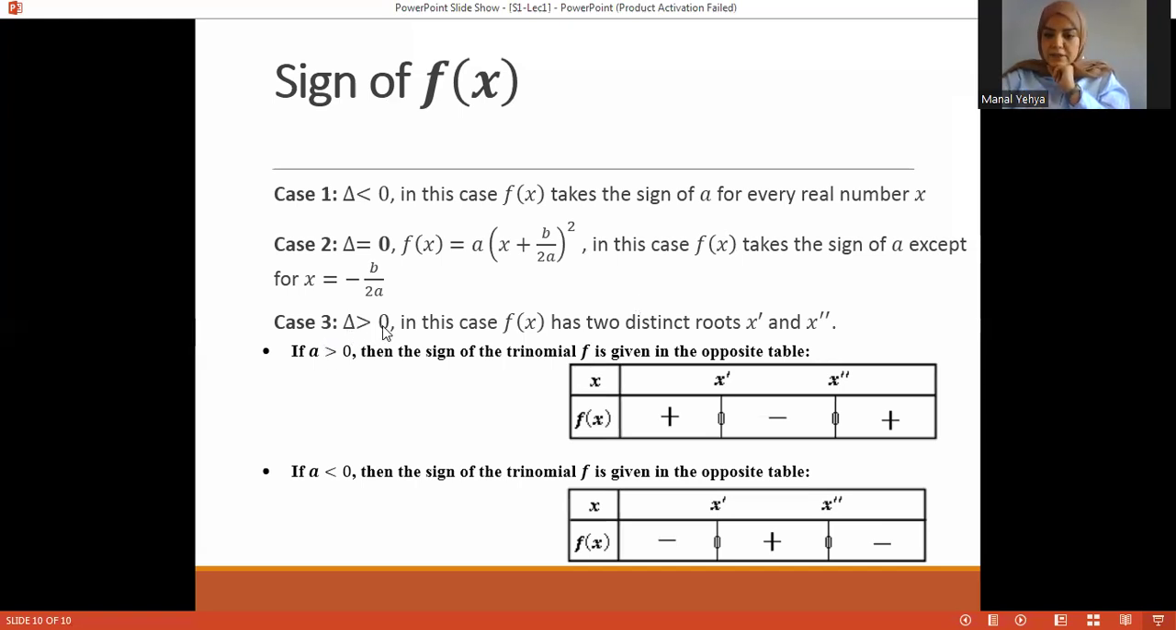If delta is positive, then in this case, we have two roots. The first root and the second root, we put them on the table. If a is positive, inside the roots we have the opposite sign of a. So if a is positive, then this is positive, negative, positive. If a is negative, then inside the roots we have positive and outside negative and negative. I will take an example to make things clear.